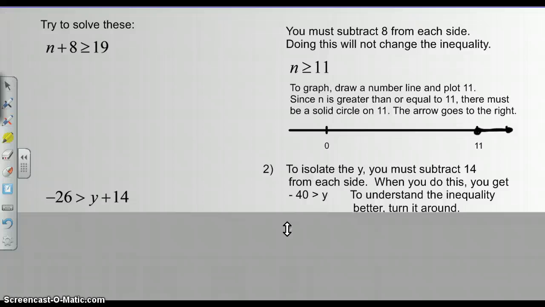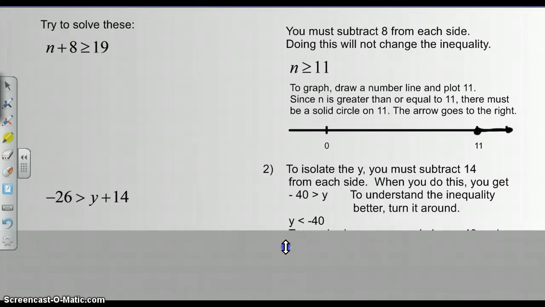But to understand the inequality, it's easier to turn it around, to reverse it, because we'd like to have the variable on the other side. So to turn it around, you would actually read it from right to left. And when you see that, you see y is less than negative 40. So I've rewritten that as y is less than negative 40.